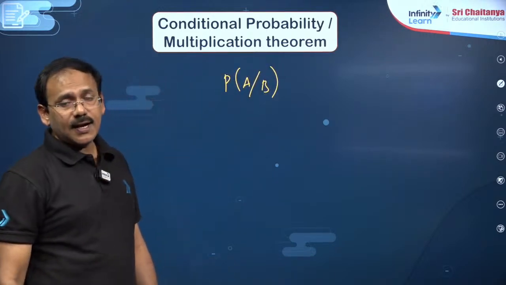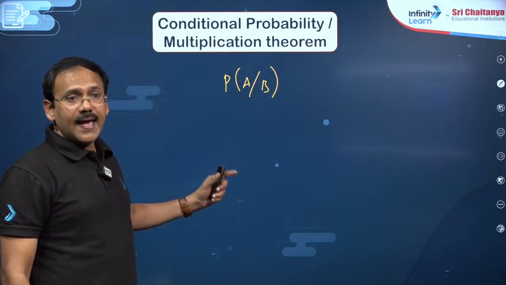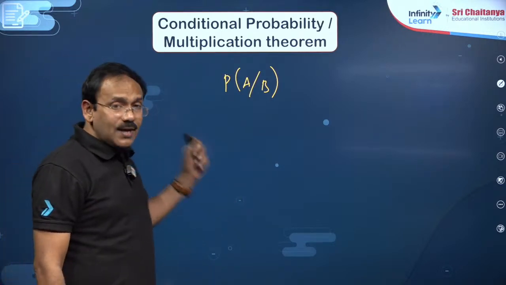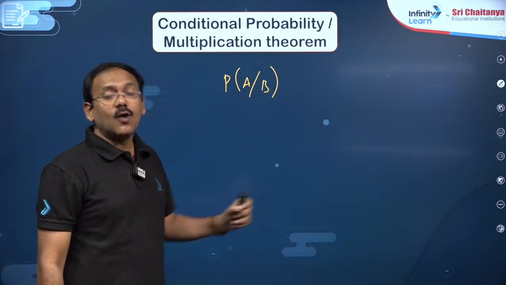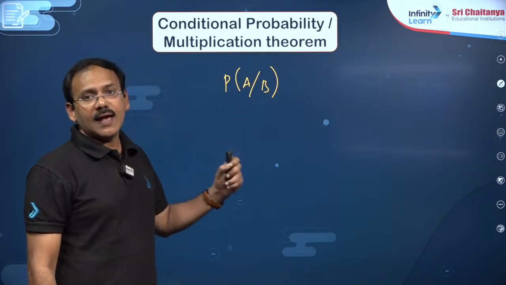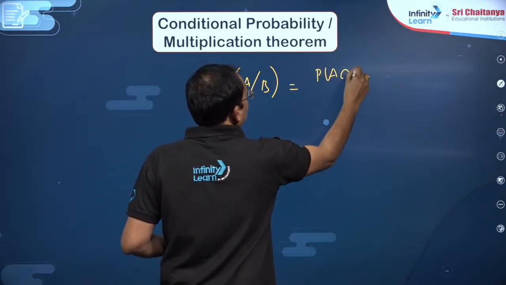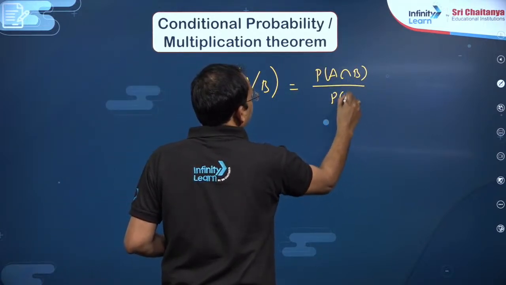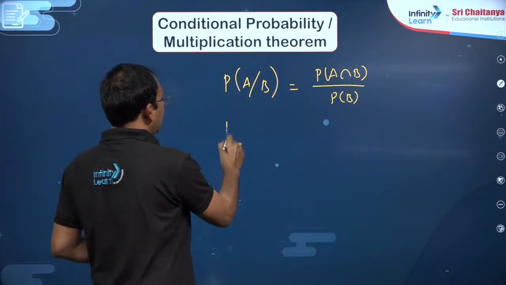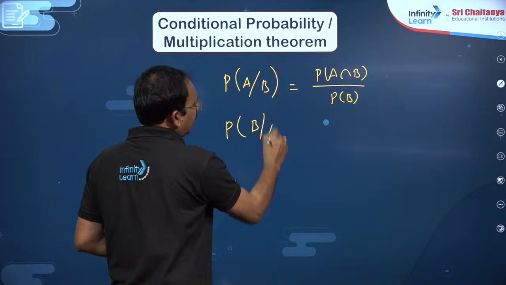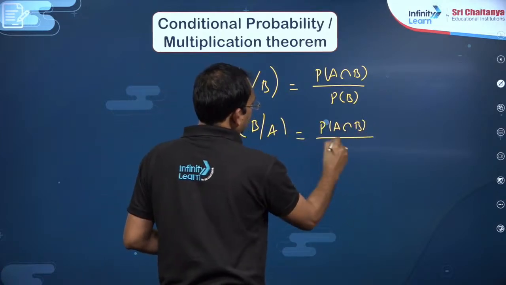That means here I am just giving the central idea, because you see P of A given B, in the sense, when it is given that B has happened, what is the chance that A will happen? So, mathematically, this is P of A intersection B by P of B, my dear friends. Or similarly, P of B given A, in the sense, P of A intersection B by P of A.